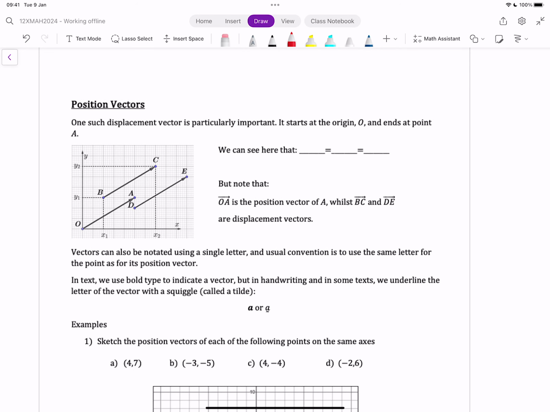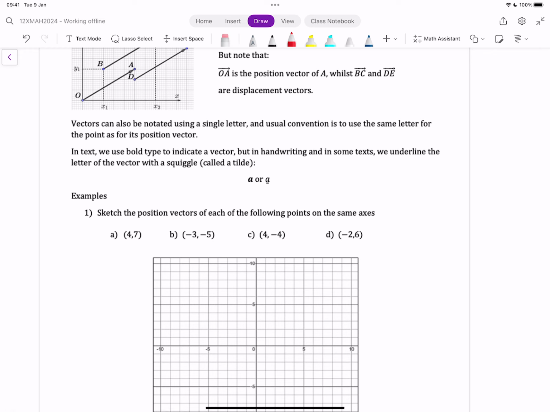In saying that, one special displacement vector is the position vector. It is the vector from the origin to point A, for example. So we can see in this diagram that vector OA is the same as vector BC, and it's the same as vector DE. So we say these vectors are parallel and equivalent, or they're the same vector. However, the vector OA is the position vector of the point A because it starts at the origin, whilst BC and DE are displacement vectors.